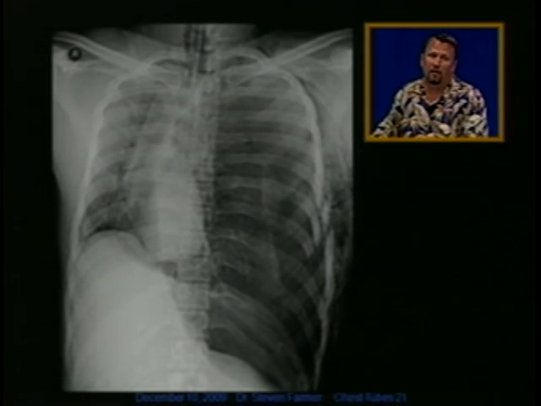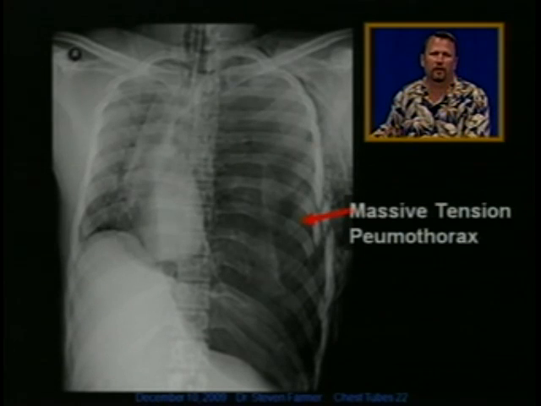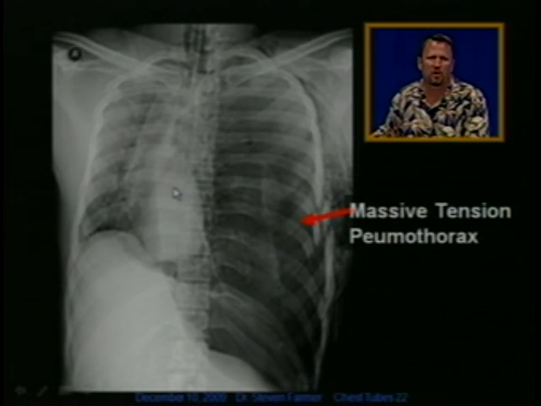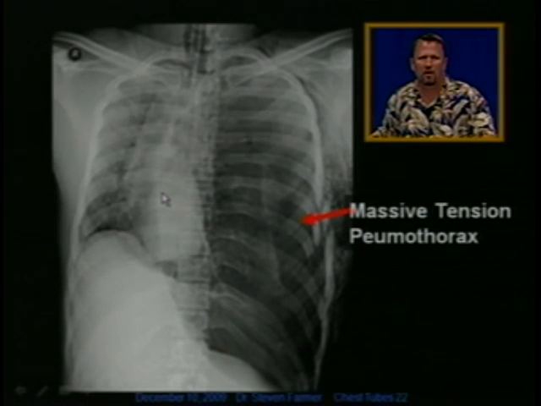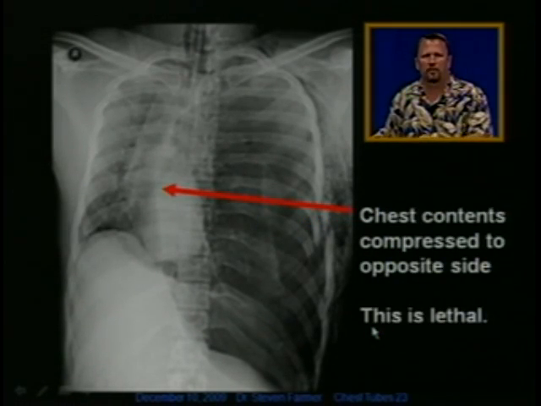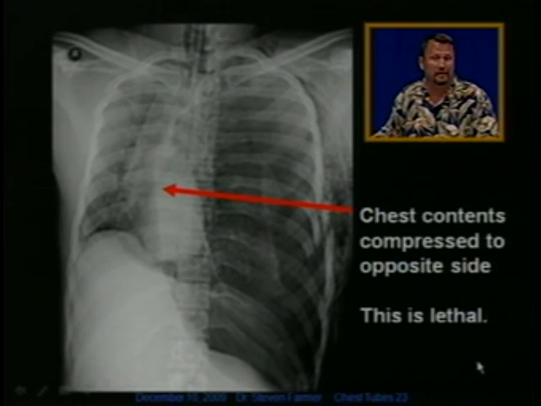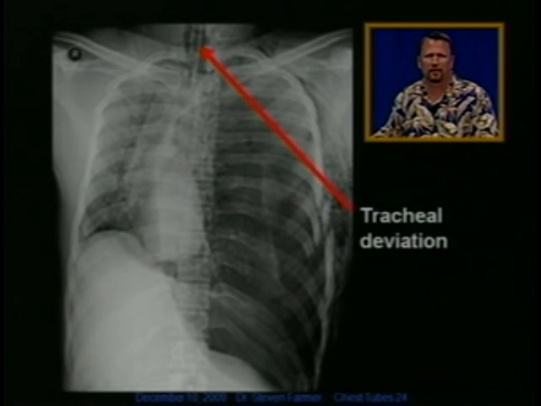Well, here is a severe tension pneumothorax x-ray. So this is our massive tension pneumothorax. Notice it's pushed the diaphragm way down, and it's pushed the mediastinum and the heart across to the other side of the chest. And when the chest contents are compressed like that, this is lethal. This will kill people very quickly.